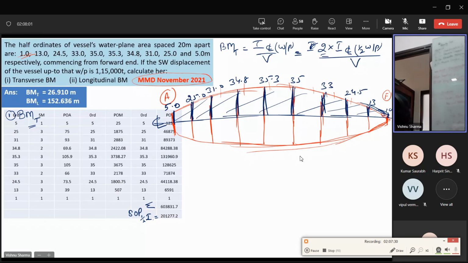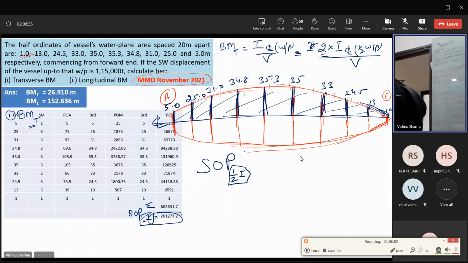Is it matching? This SOP will be 1/3 of inertia, right? Yes, 1/3. This is SOP of half inertia. 1/3 is done. Because it's a half water plane, it is SOP of half inertia. This means that SOP is for half inertia. Okay, that is what it means.